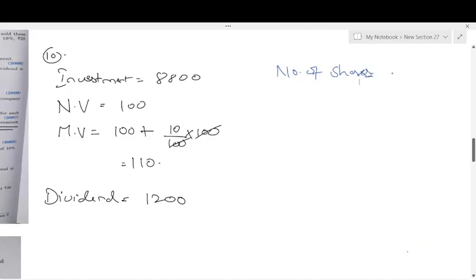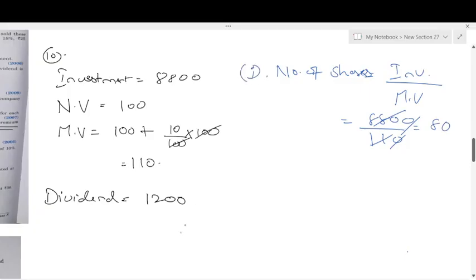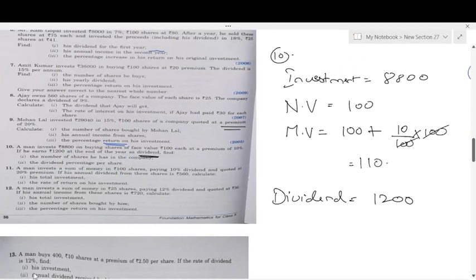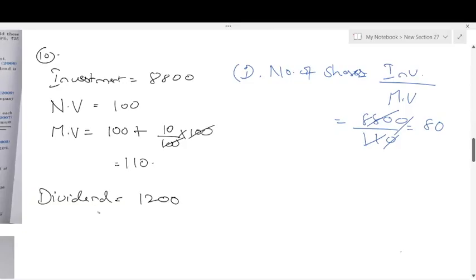Very good. Total investment divided by market value. 8,800 divided by 110. 0 and 0 gets cancelled. 11 goes 8 times. What's the answer? 80. Okay, it is 80. What we need to find is the dividend percentage per share. Okay, dividend percentage is asked.